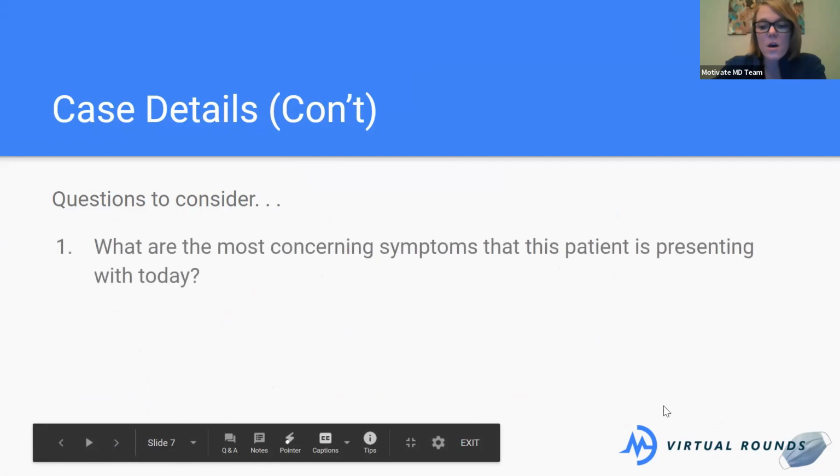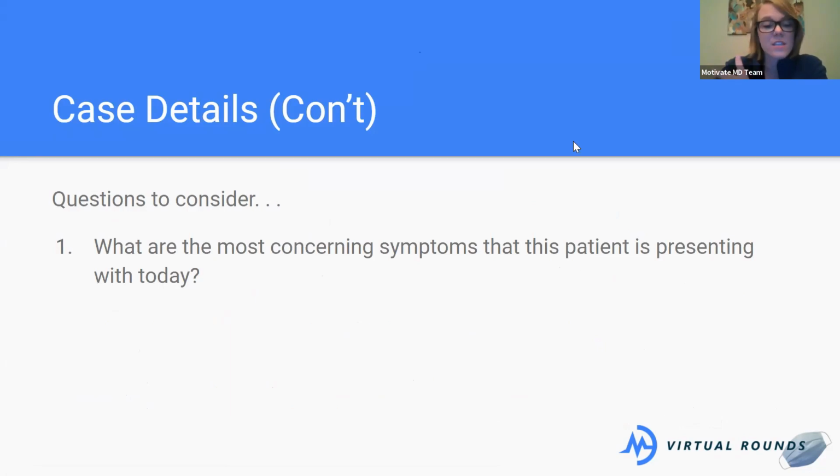So the first one is, what are the most concerning symptoms that this patient is presenting with today? As I indicated, I definitely want you guys to participate, throw something in the chat or unmute yourself, either way. What are some of the symptoms this patient is presenting with that we want to be concerned about?